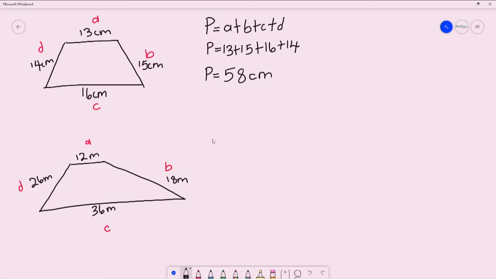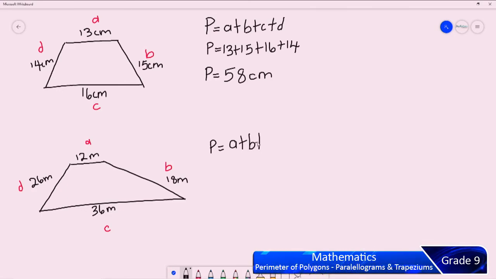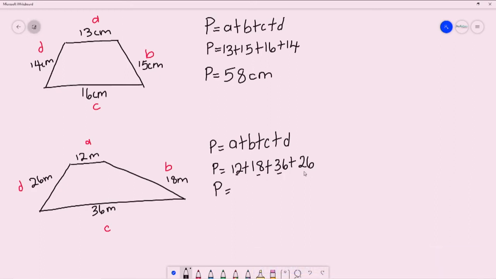So we're going to write the formula again. P is equal to A plus B plus C plus D. Substituting the values, A is equal to 12 plus B, 18 plus C, 36 plus D, 26. So we're going to add them together to give us the perimeter of this trapezium. When we add 12 with 18 and 36 and 26, adding all of them together, we get perimeter is equal to 92 meters.